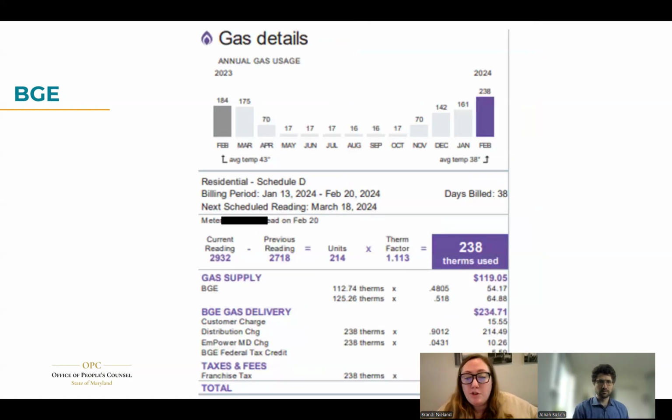And then we're going to look at the gas, which is pretty similar. So here we are again with our annual usage. These are our therms. And then this is our average temperature.